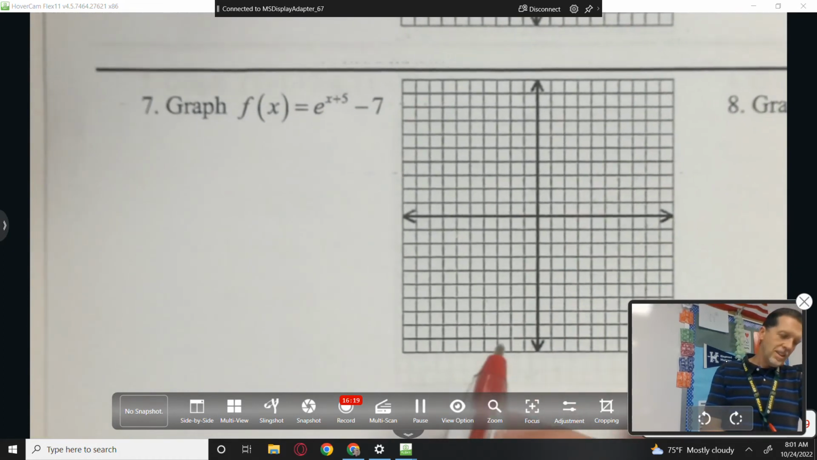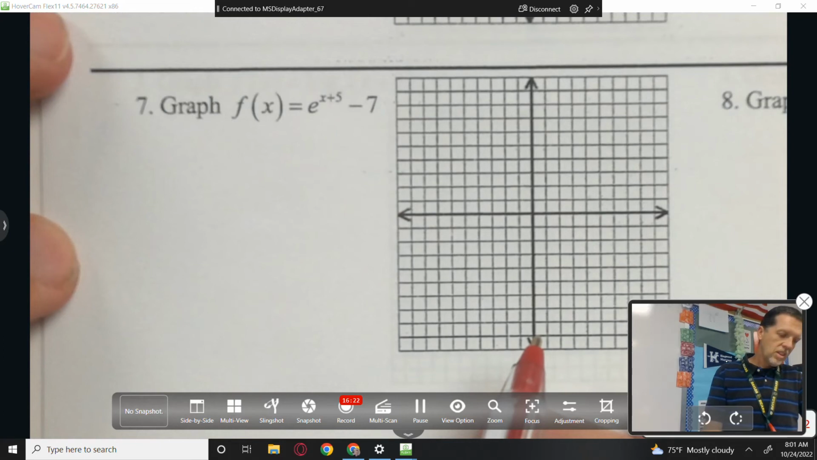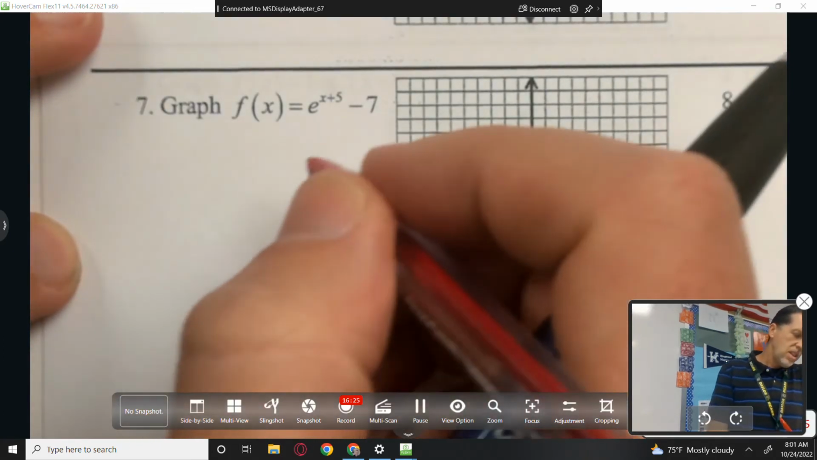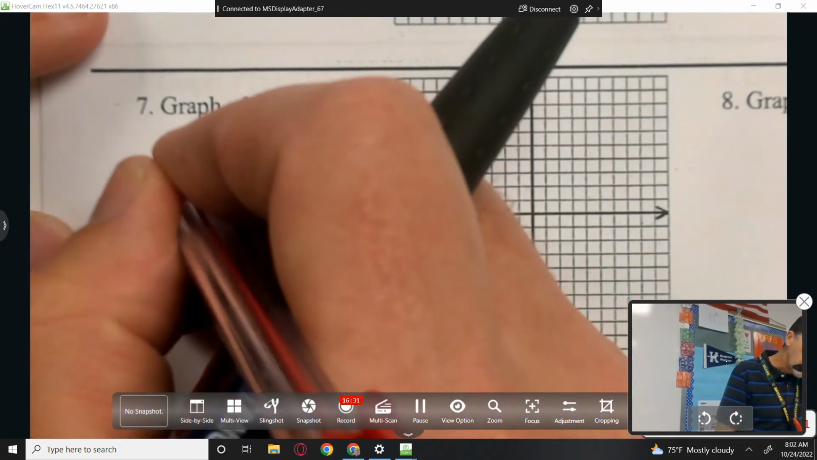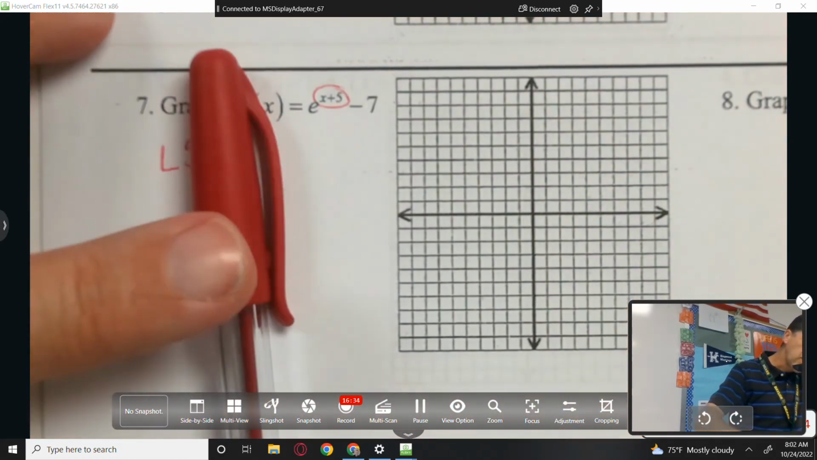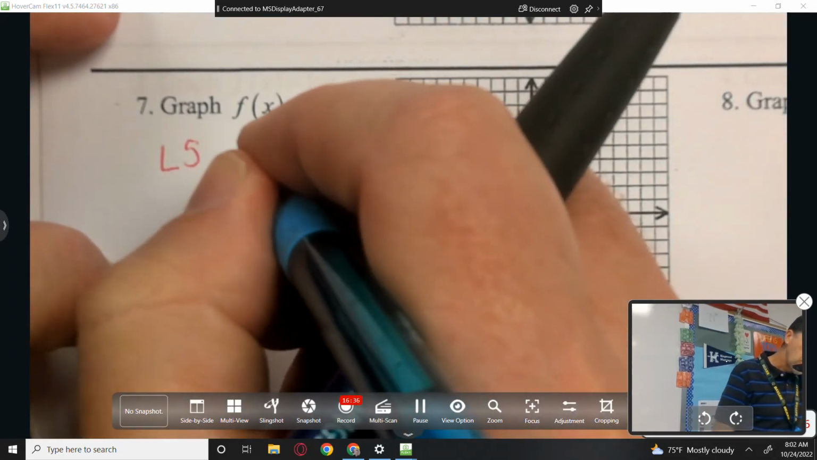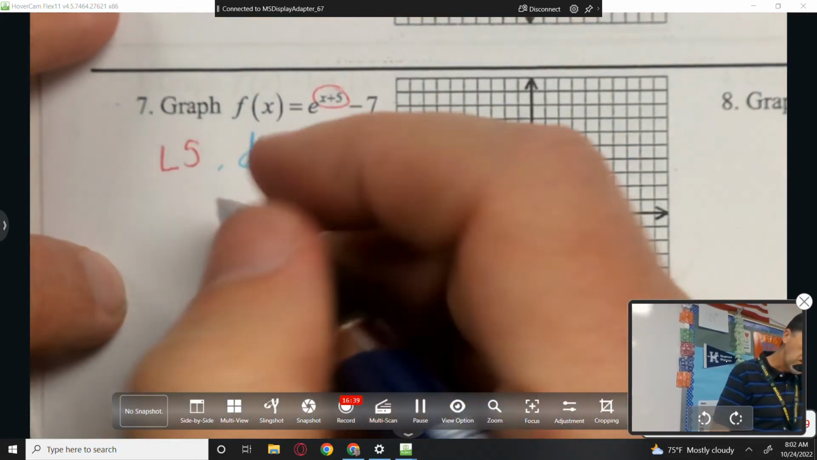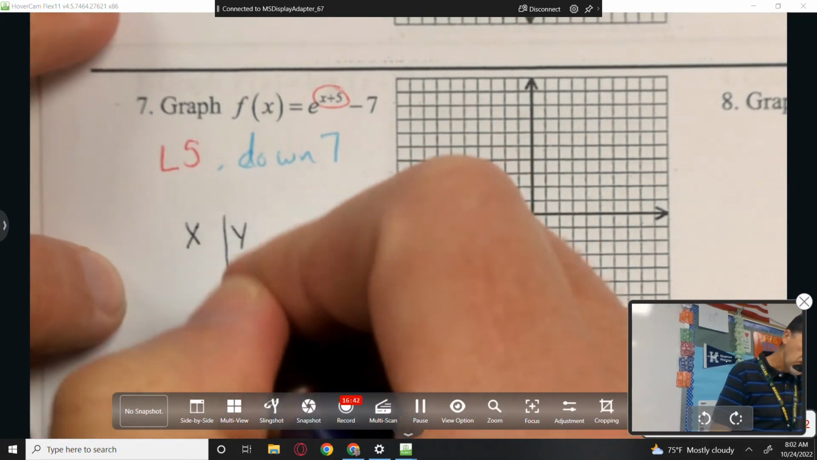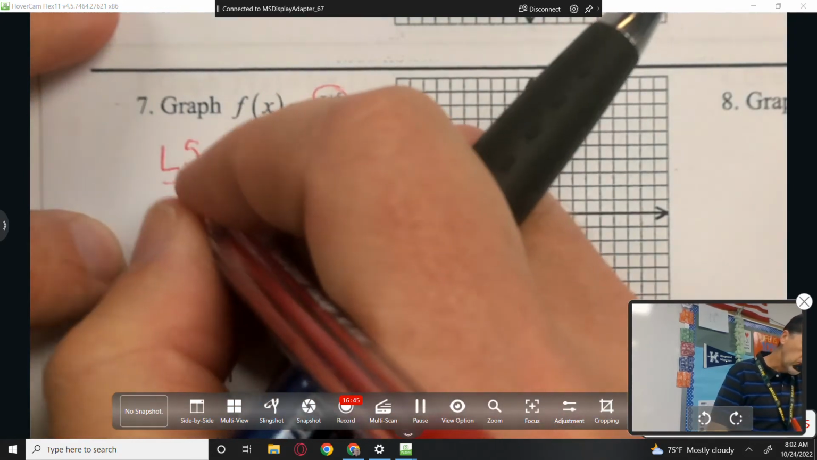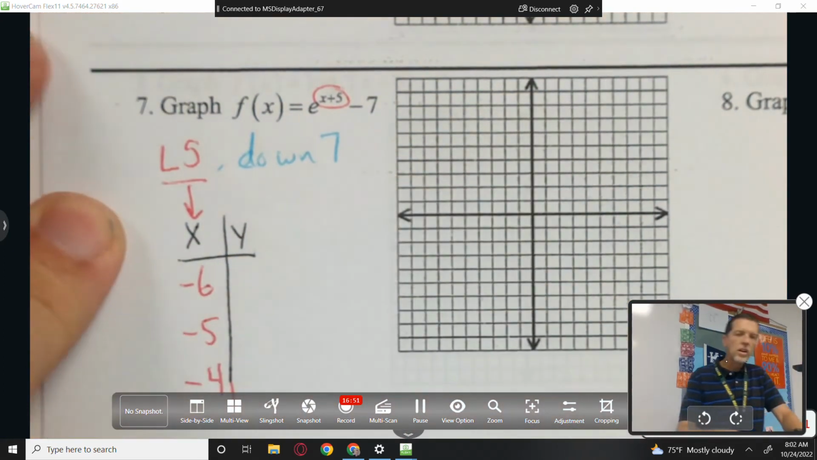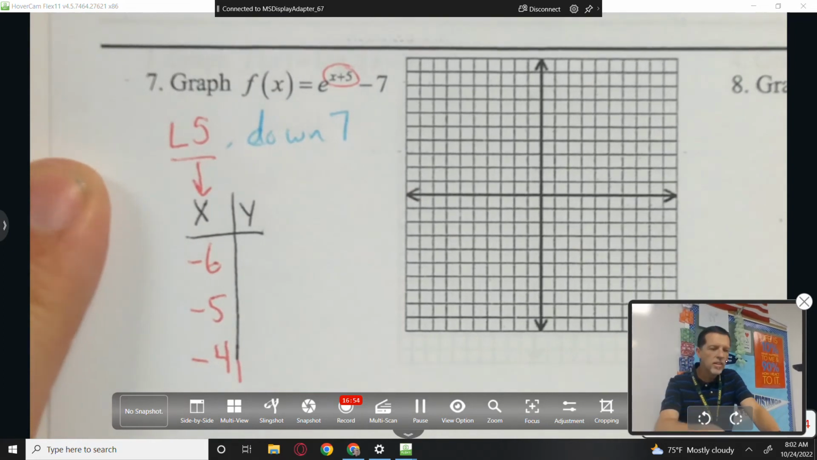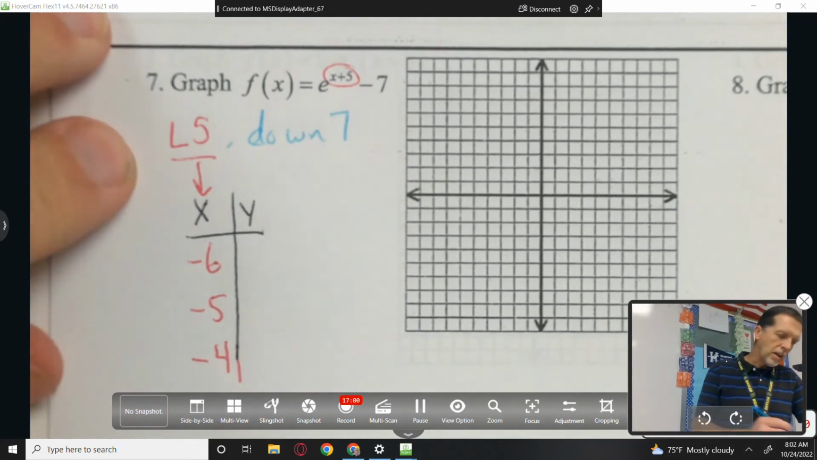Uh-oh. Why uh-oh on number 7? Yeah, 2 things going on. So what's the plus 5 do? Left 5, and what's the minus 7 do? Down 7. So left 5: negative 6, negative 5, negative 4. Down 7 means I'll subtract 7 from all my y coordinates.